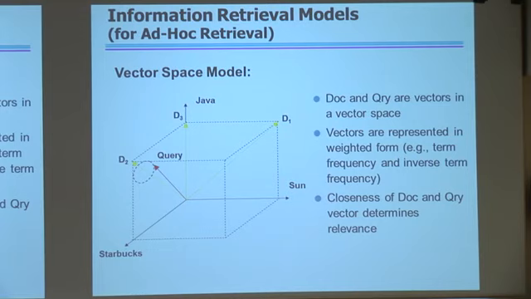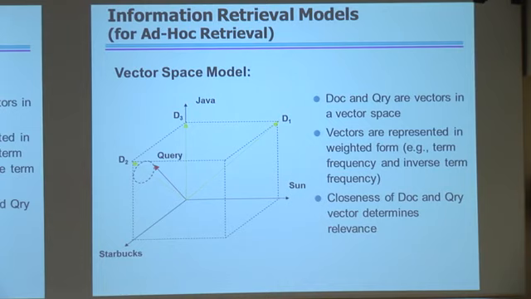So this is intuitive, and this is very effective actually in some sense, especially for the first generation web search engines. I do not know whether you are old enough to know AltaVista or Lycos. Probably not. I'm too old. So those first generation search engines, most of them are based on this type of vector space model.